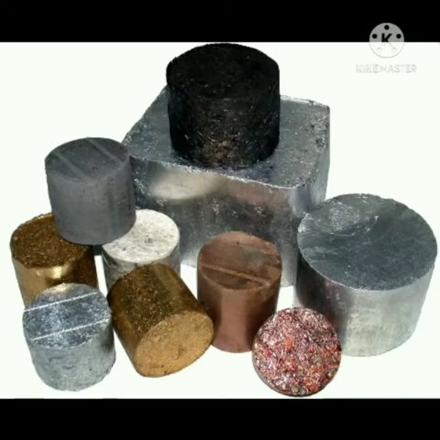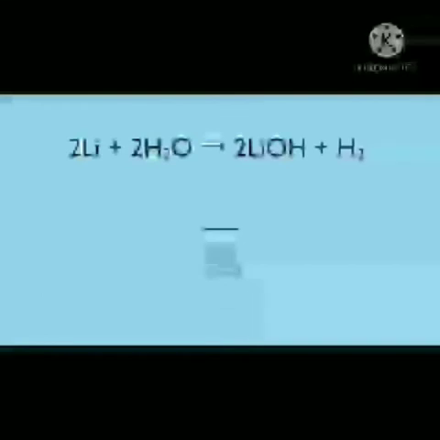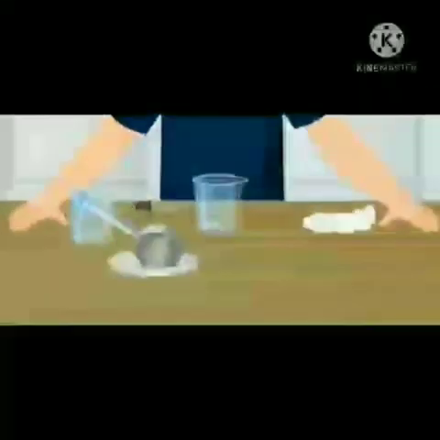Discuss reaction of metals with water. Metals react with water and displace hydrogen from water to form metal hydroxide or metal oxide and hydrogen gas. Let us perform an activity.